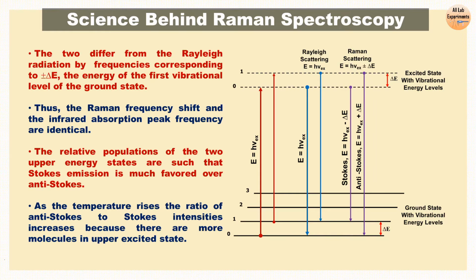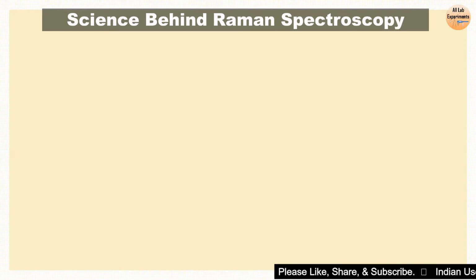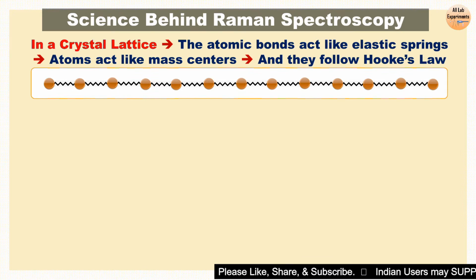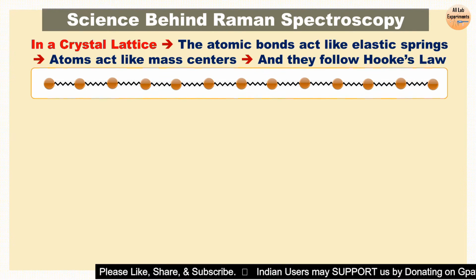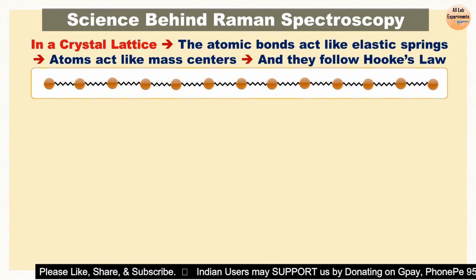Now we have come to know about the transitions. But why are there different vibrational energy levels? This is the next level question. And to understand this, we can imagine atomic bonds like elastic springs. They also obey Hooke's law, and the atoms in a material are like mass centers.